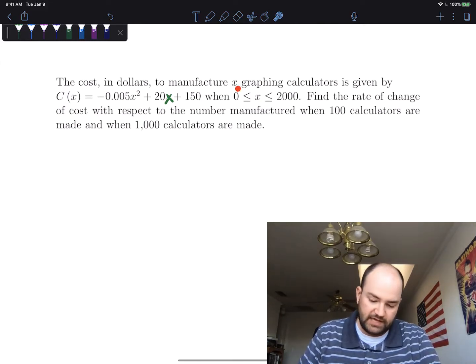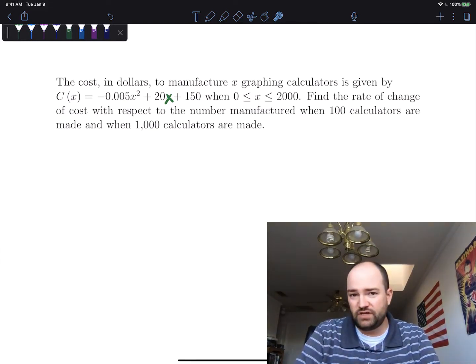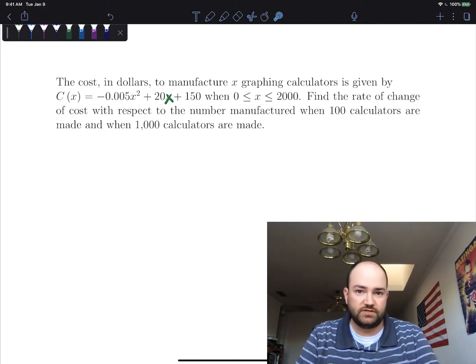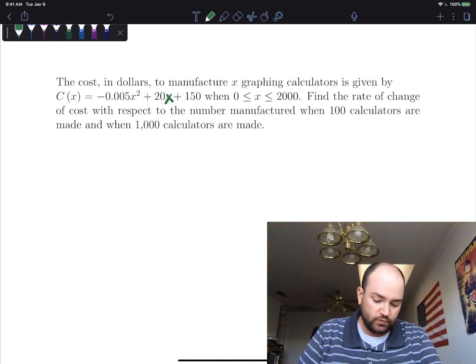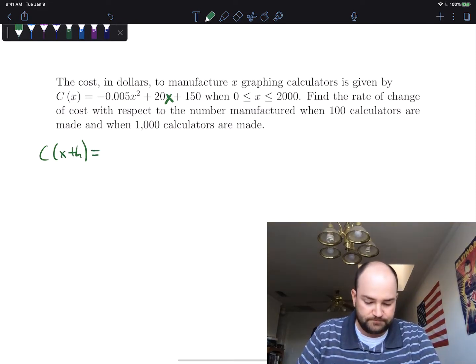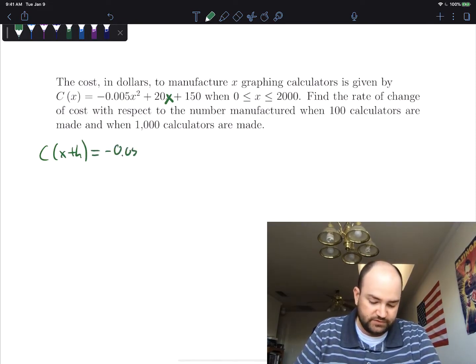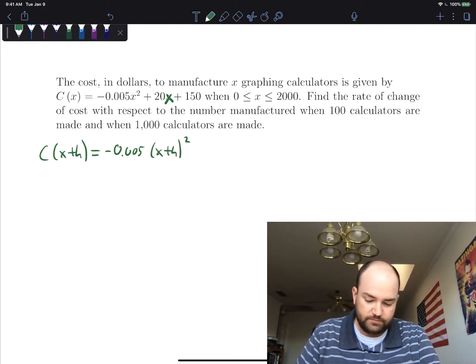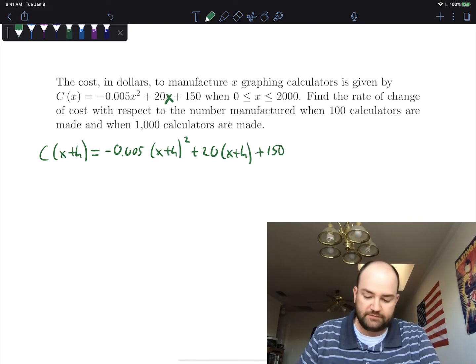Okay, so x is the number of graphing calculators, and we want the rate of change when 100 are made and when 1,000 are made. Now, if it doesn't say average rate of change, just assume it means instantaneous rate of change, and that's really what we usually mean. So we really want to figure out what C prime of x is here. Well, to do that, we're going to need to know what C of x plus h is. So that would be negative 0.005 times (x plus h) squared plus 20 times (x plus h) plus 150.